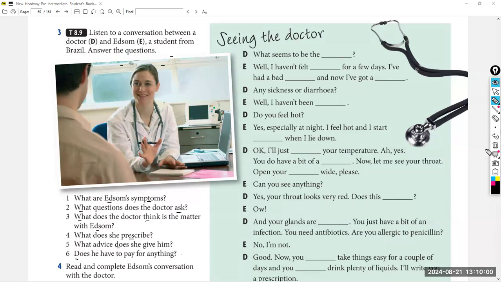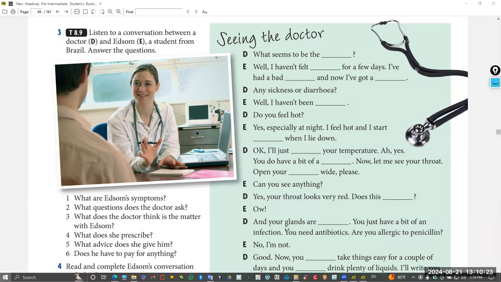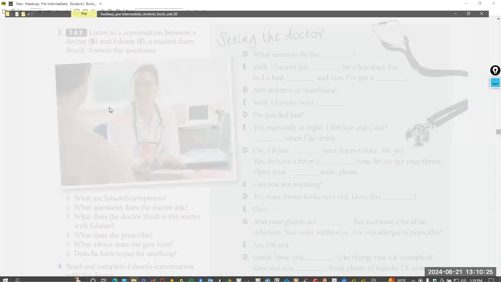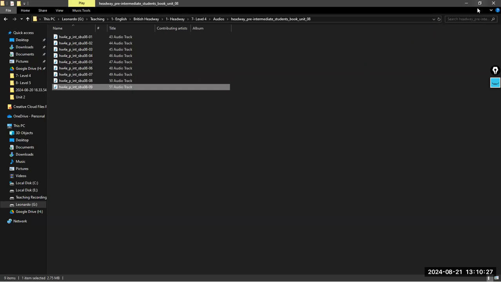So guys, we have to play the recording twice. When we finish listening to the first one, we have to answer the questions. Then I'm going to play the recording the second time just to check your answers. So the recording is 8.9. So let me play the recording. Please listen carefully. Tape script 8.9.